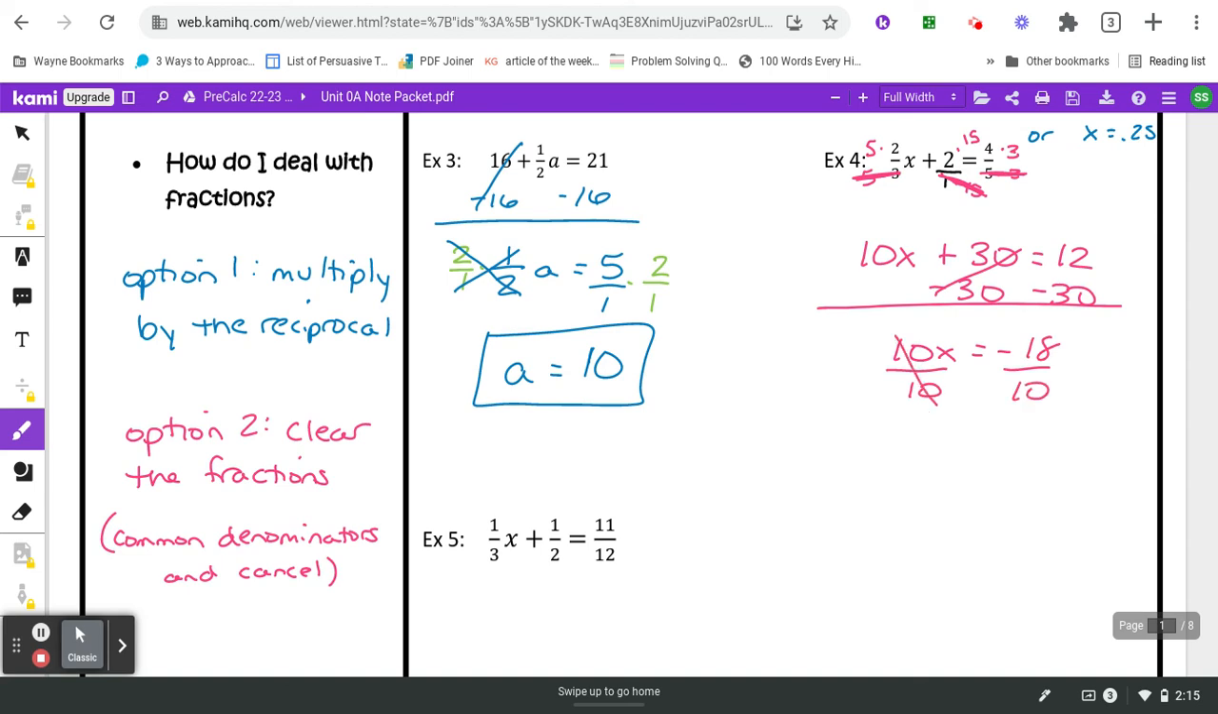Going a little fast on these, but if you need to pause the video at any time, feel free. Reduce this to negative 9/5, or if you want, you can type it into your calculator and get a decimal, negative 1.8.